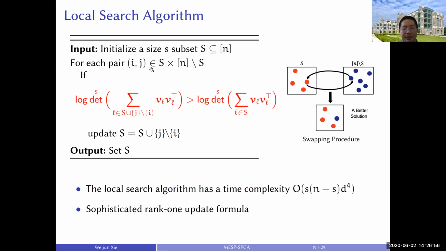It's also worth mentioning that because we do comparisons, it's very interesting to use the rank-one update formula to compute these two determinants, because for large-scale problems, those determinants can be very difficult to compute and very expensive.